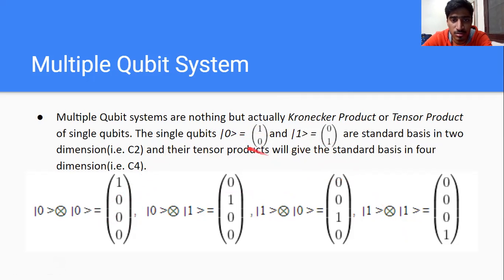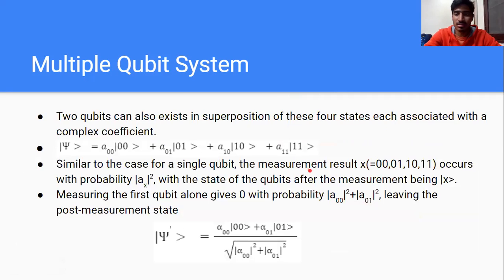So these 0 and 1 are the standard basis vectors in 2 dimensions, and their tensor product will give the standard basis vectors in 4 dimensions, C4. So these are the vectors 00, 01, 10 and 11. Now this 2 qubit system can exist in a superposition of these 4 states.